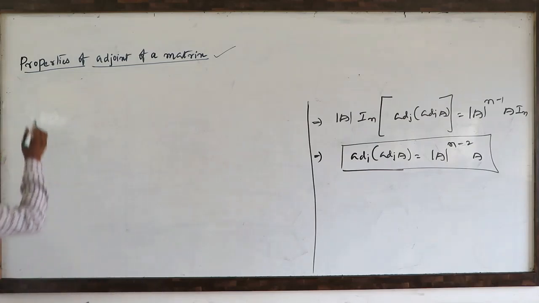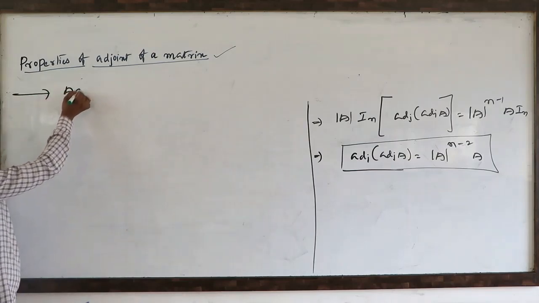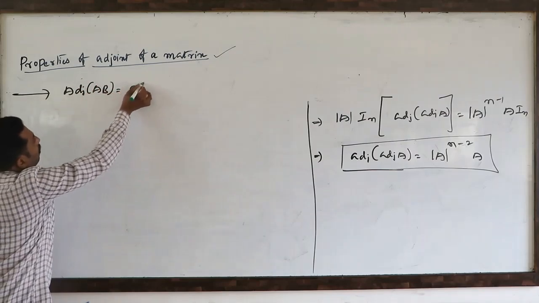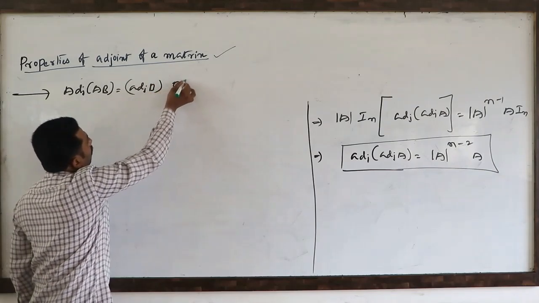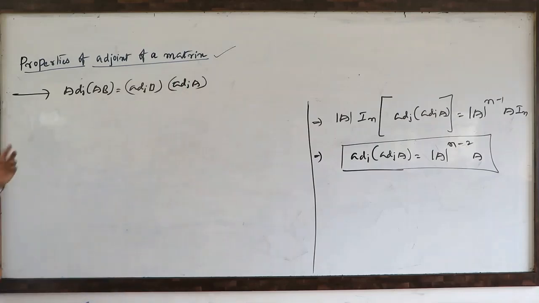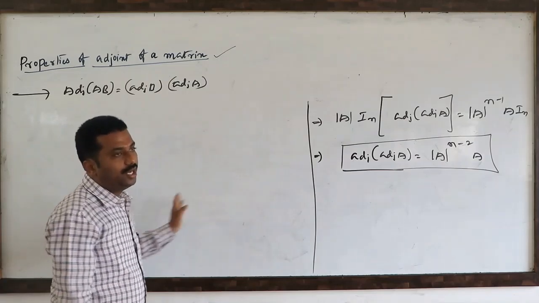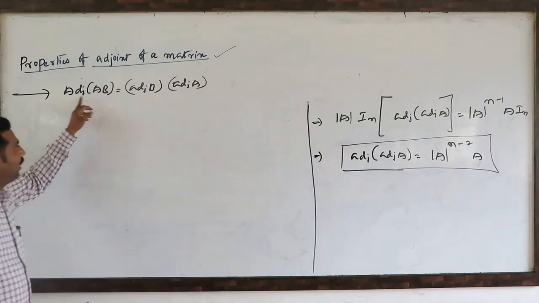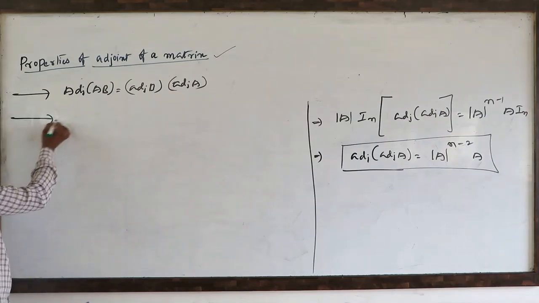Adjoint of AB equals adjoint of B into adjoint of A. This is the reversal law. Reverse we have to write. Suppose AB whole transpose is there, it is B transpose A transpose, and AB whole inverse equals B inverse A inverse. Like that, adjoint of AB equals adjoint of B into adjoint of A.